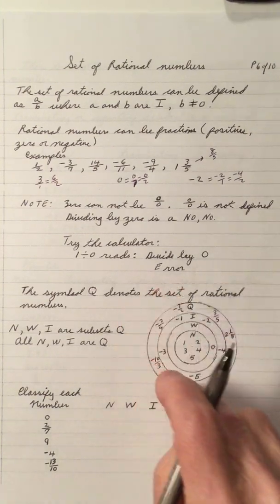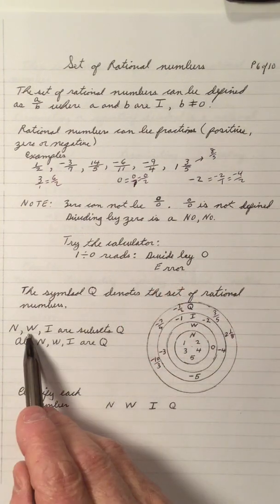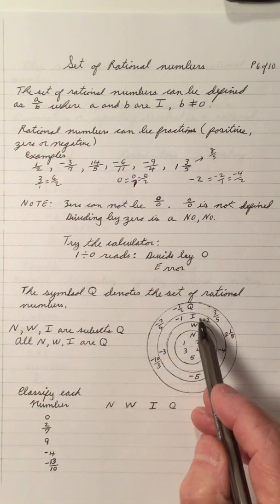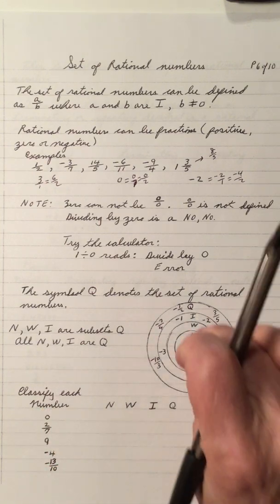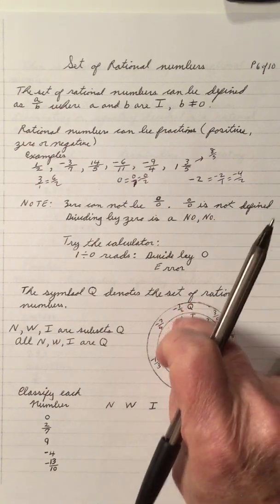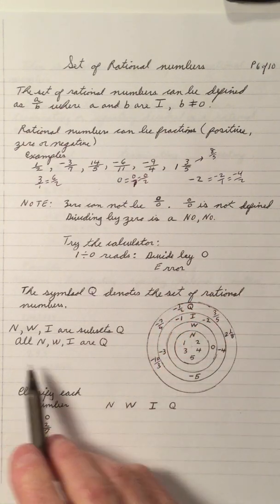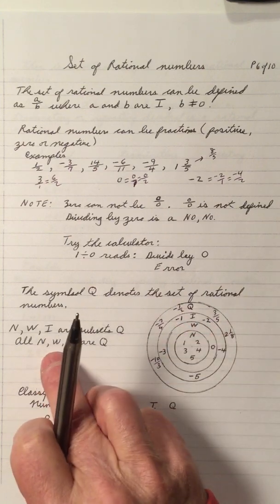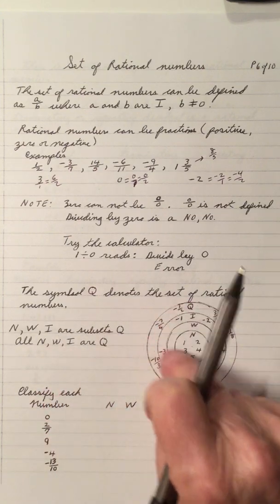These are rational numbers. Notice the natural numbers, whole numbers, and integers are subsets of the rational numbers, because the natural, whole, and integers are inside of the rational numbers. So all natural numbers, all whole numbers, all integers are rational.